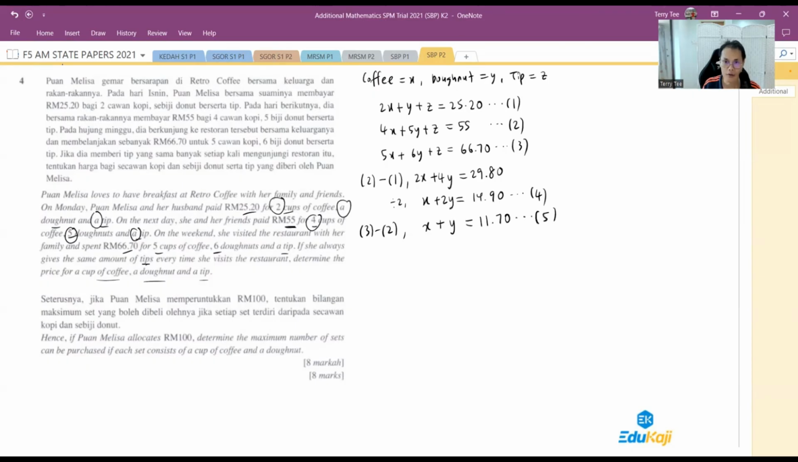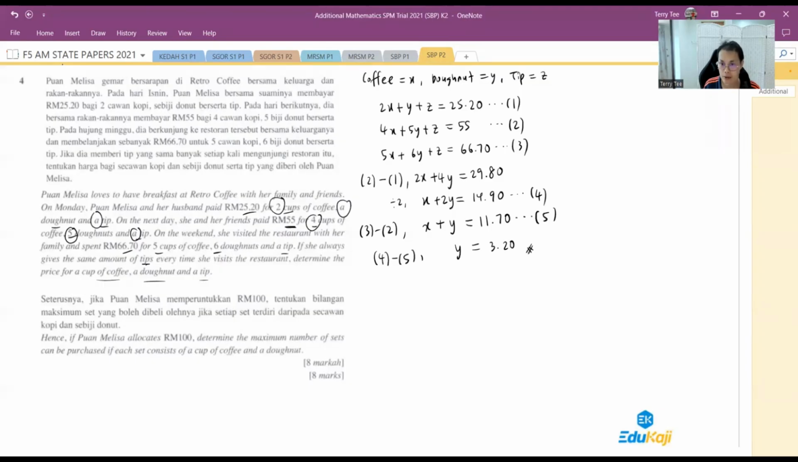So you notice if I divide by 2 earlier in equation 4, I can actually simplify this. And I got x plus 2y. This one I got x plus y from equation 5. So let's just take equation 4 minus equation 5. And we will be able to get rid of x. x minus x disappears. 2y minus 1y is y. 14.90 minus 11.70 is 3 ringgit 20 cents. So the price of a donut is 3.20.